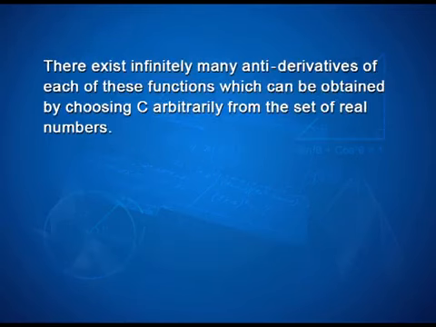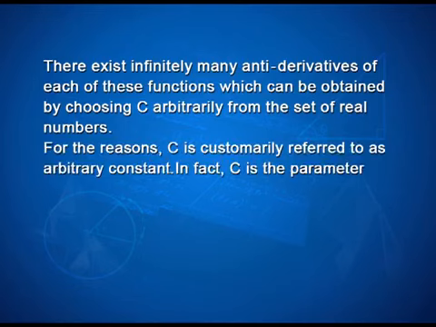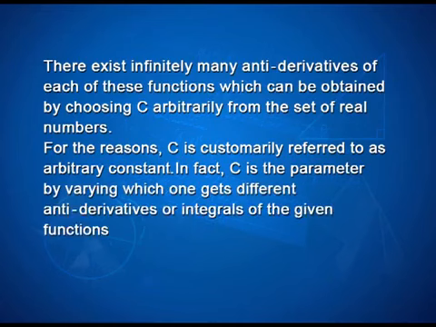Actually, there exist infinitely many antiderivatives of each of these functions, which can be obtained by choosing c arbitrarily from the set of real numbers. For this reason, c is customarily referred to as an arbitrary constant. In fact, c is the parameter by varying which one gets different antiderivatives or integrals of the given functions.